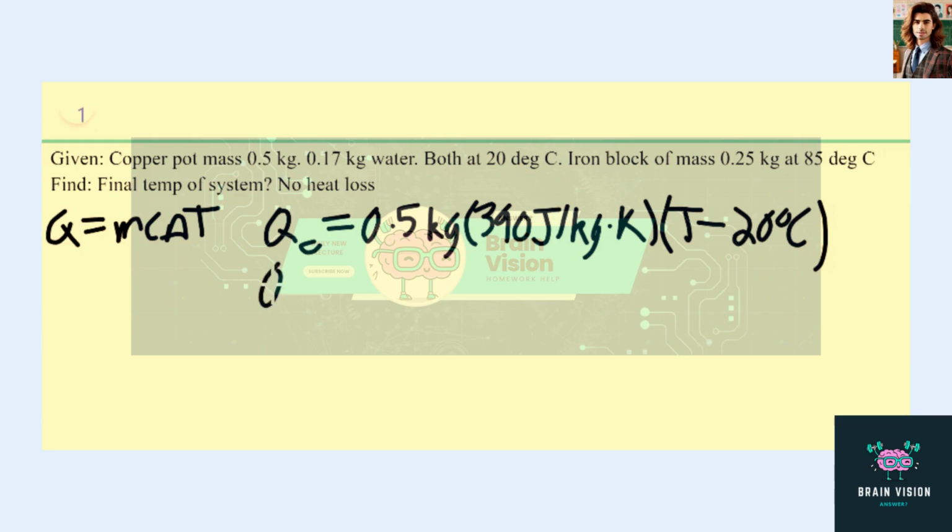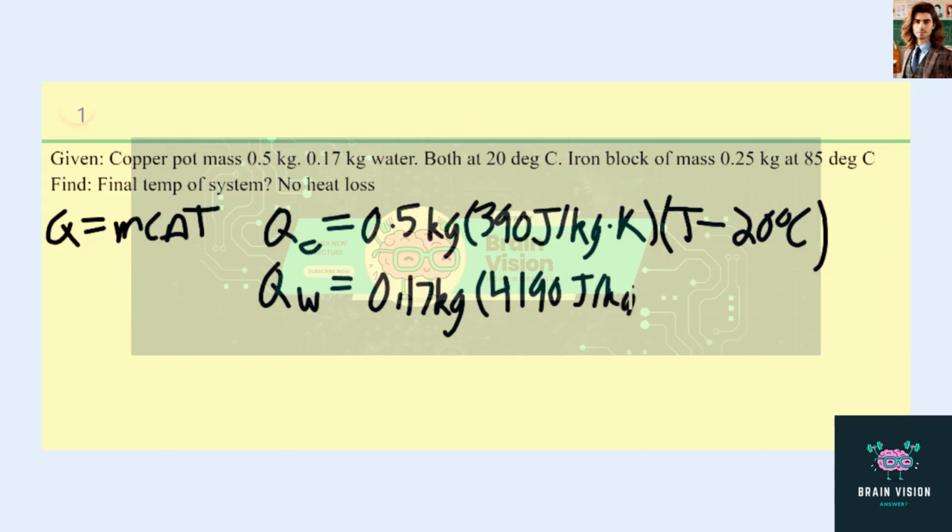Now we can go on to Q of the water inside the pot, which is equal to mass of the water, 0.17 kilograms. For water, C is 4190 joules per kilogram K. And then our delta T, for the water, starts at 20. So our final is T, which we don't know, minus 20 degrees Celsius, which is our initial.